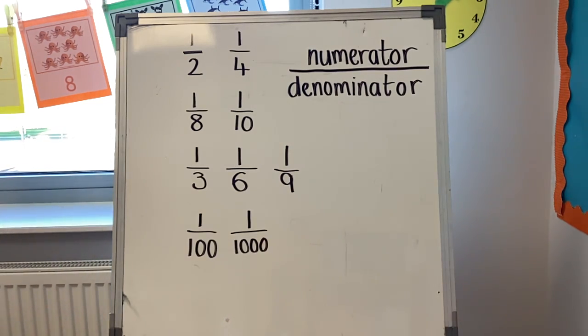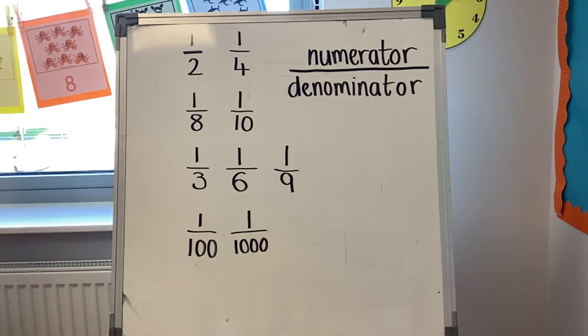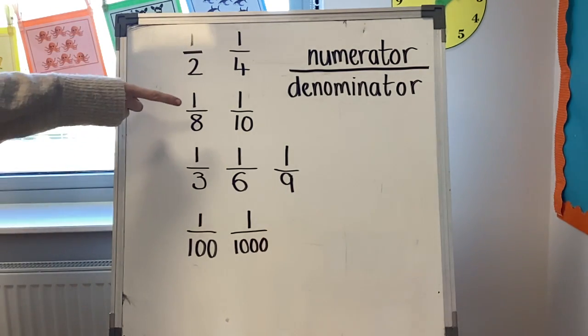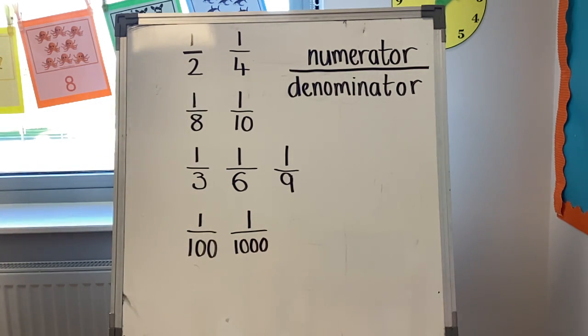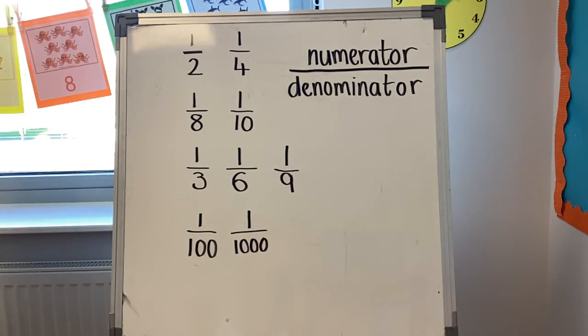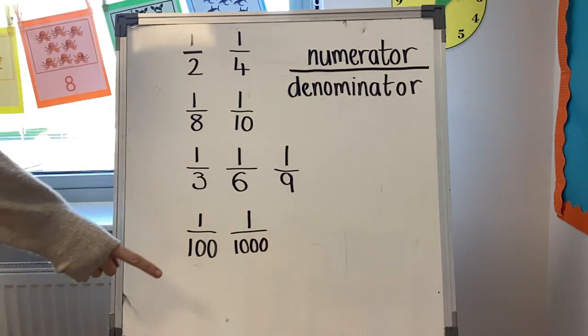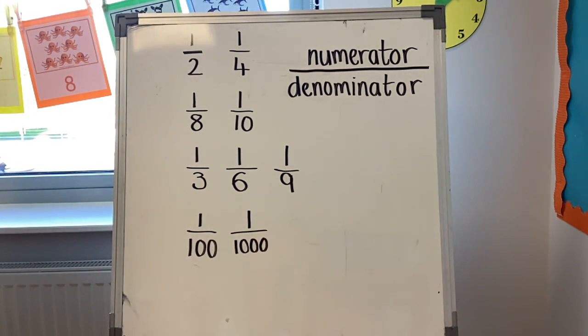In second class, the children are introduced to fractions in the form of halves and quarters. When they get to third class, they revise halves, quarters, and also introduce eighths and tenths. When they get to fourth class, the fractions thirds, sixths, and ninths are introduced. And then also, they will be looking at hundredths and thousandths in terms of decimals.